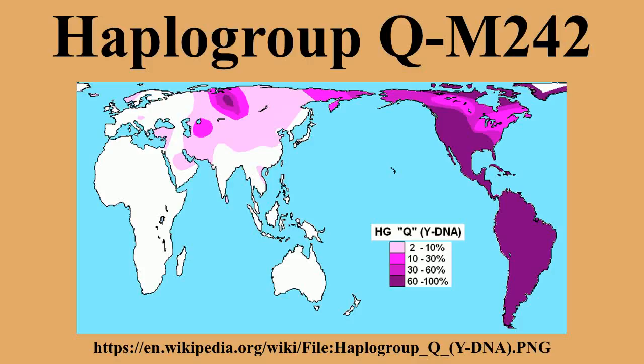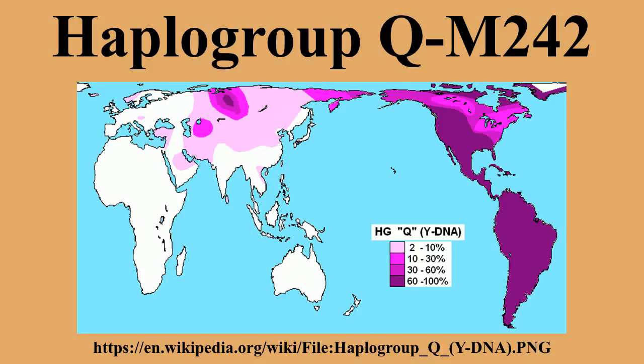East Asia. In some studies, various subgroups of Q-M242 are observed in Mongolia. Q1a2-M346 occupies 1.4 to 3.1% of Mongols, followed by Q1a1a1-M120, Q1a1b-M25, Q1b-M378. In another study, Q is found in 4% of Mongols. Based on these studies, the average frequency of Q-M242 in Mongols is estimated to be about 4 to 5%.